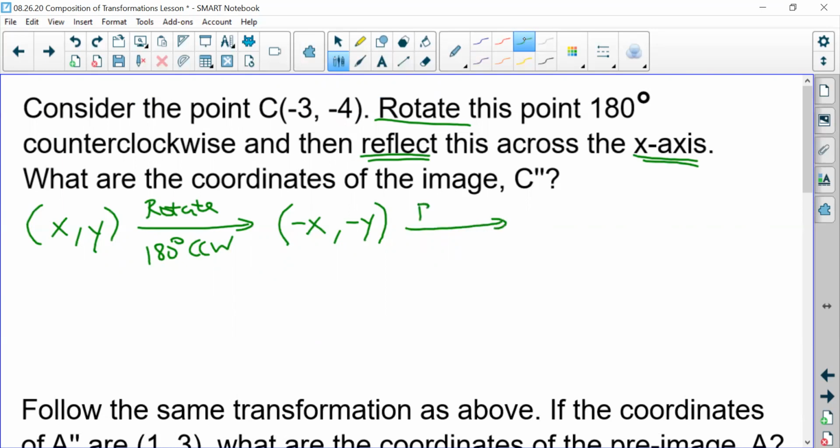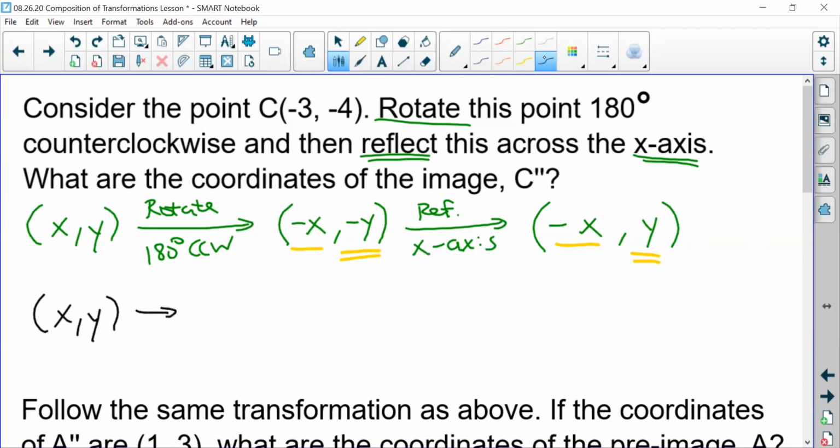So as we reflect across the x-axis, remember that x stays the same. So we had negative x at this spot. It's going to stay negative x here, but then y has the opposite sign. So here we had negative x, negative y, and we're reflecting this, so x stays the same. In fact, let me highlight it this way. Our x stays the same. Our y is what changes signs. So our rule here is going to say x, y goes to negative x, positive y.